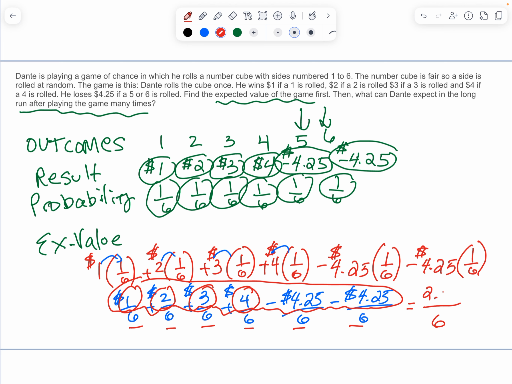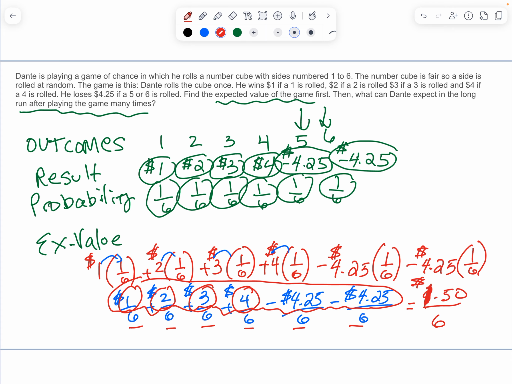So we've got 10 minus 8.50. That's going to leave us, 1 plus 2 plus 3 plus 4. So 10 minus 4.25 and minus 4.25 is going to leave us, that's not 2.50, guys, it's $1.50. Probably shouldn't be making these videos late at night. Okay, so hopefully it's $1.50, and we're going to divide that by 6. That's going to give us our expected value.